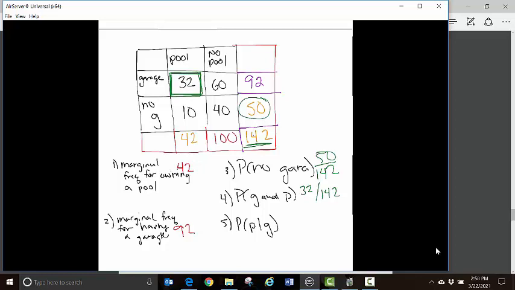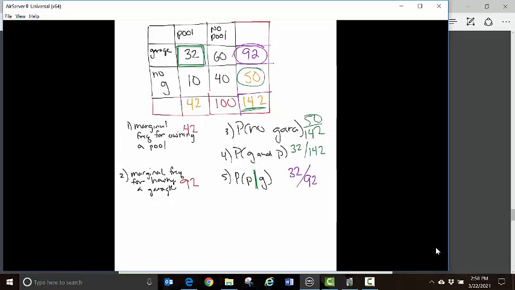Okay, pool given you have a garage. Well, now we only care about the people that have a garage. So how many people have a garage? 92. Of those 92, how many have a pool? 32. Okay, that is that given formula that you're used to. But we're not making you use it, we're just making you use the table.